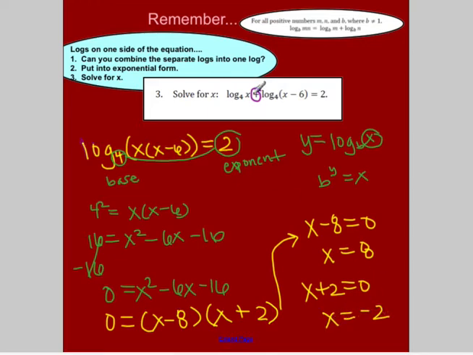So I would quickly check, if I go to my original, would everything be okay? Remember, you cannot take the log of a negative. So if x is right here, okay, this is my x. I can plug in 8 here, that's fine. But can I plug in negative 2? I cannot. So my only answer is x is equal to 8.